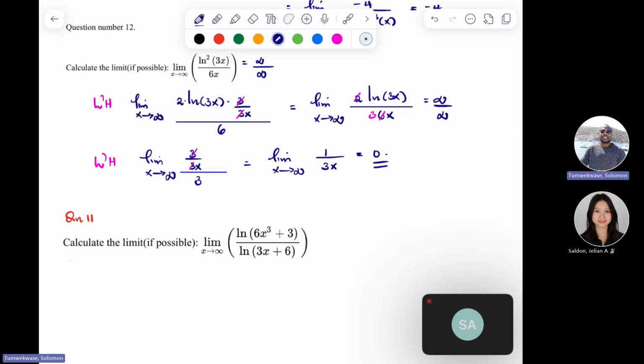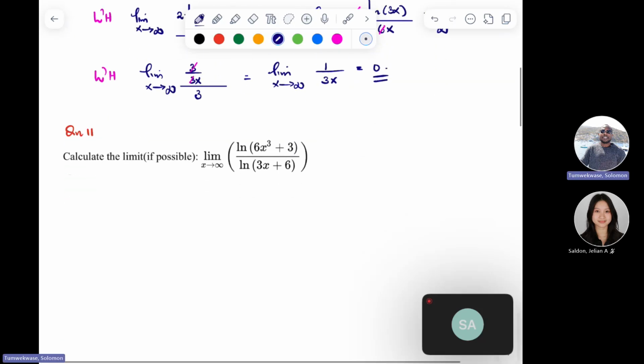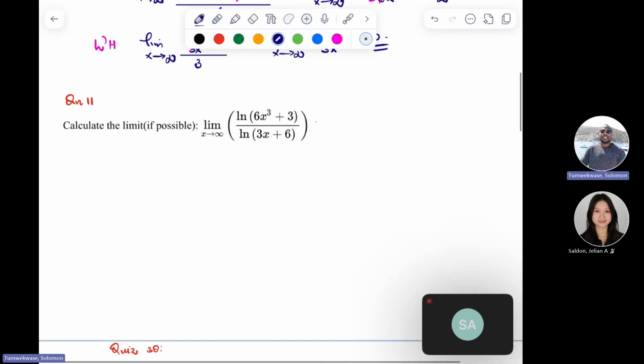Okay, question 11, same thing. If I substitute infinity inside those 2 functions, I'll get infinity over infinity. So I'm going to take L'Hopital's rule for the first time.